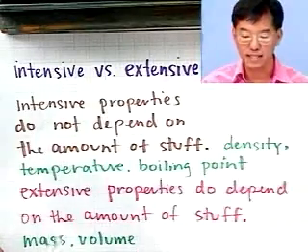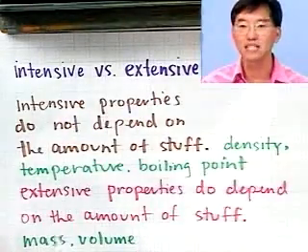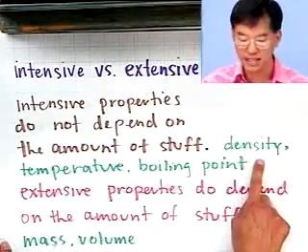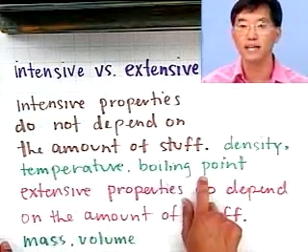Now we can subdivide physical properties into two categories. We have intensive, and an intensive property is something that does not depend on the amount of stuff. Examples of intensive properties are density, temperature, boiling point. For instance, if you have a pot of water and you measure its boiling temperature, it'll be 100 degrees Celsius. If you have a bigger pot of water, a huge pot, and you measure the temperature at which the water boils, it's still going to boil at 100 degrees Celsius.